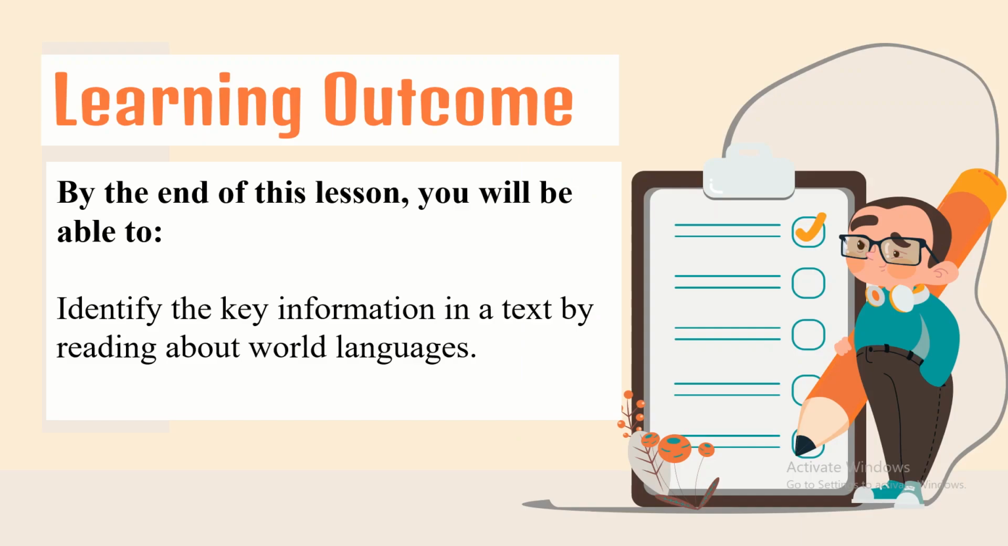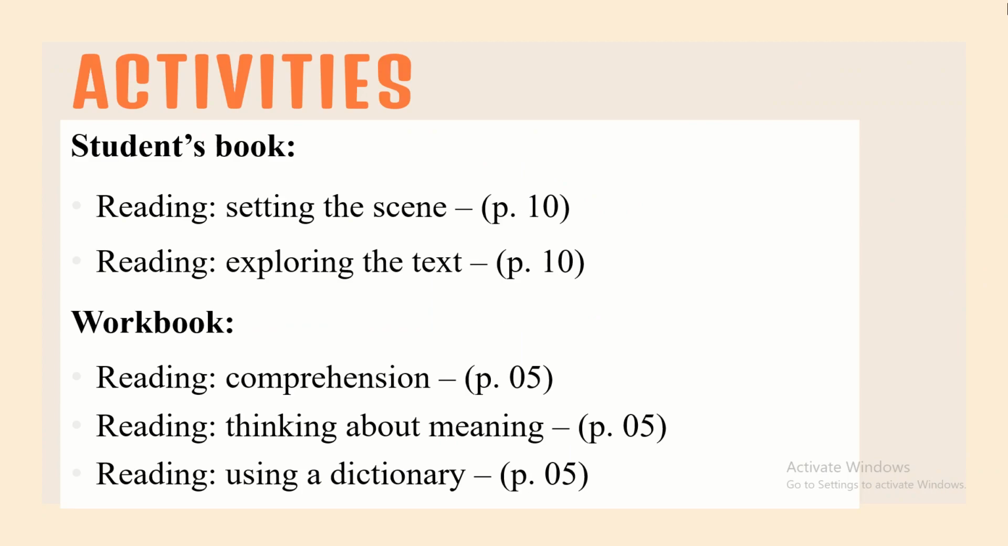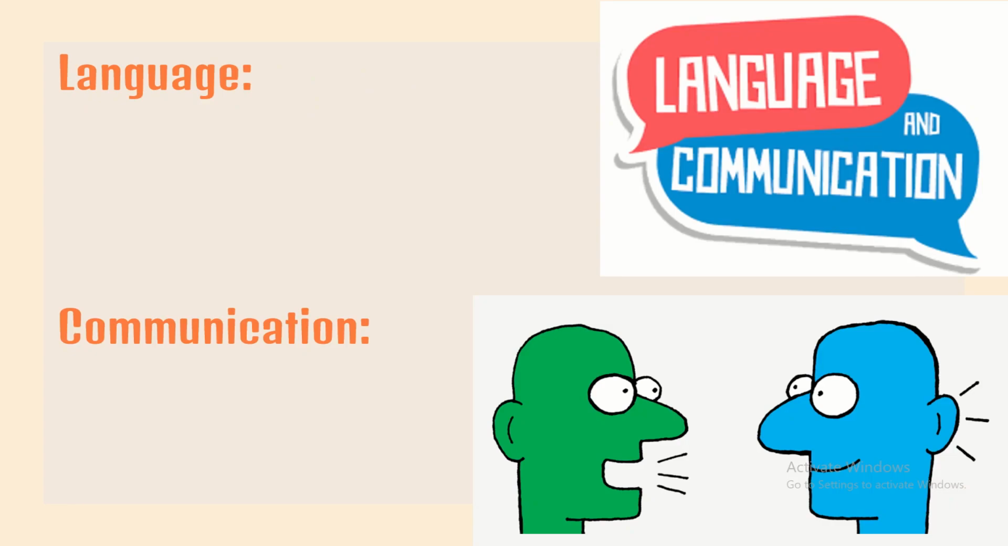The learning outcome for this part of the lesson is, by the end of this lesson, you'll be able to identify the key information in a text by reading about world languages. The activities for this lesson are present in your student's book and your workbook. Before reading about world languages, let's first clear our concepts about language and communication.